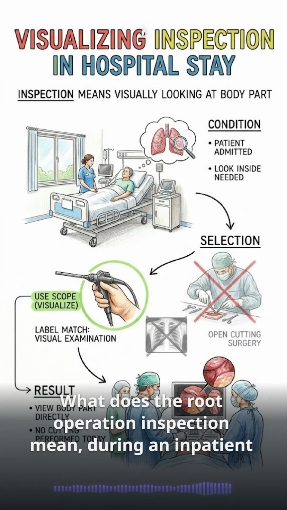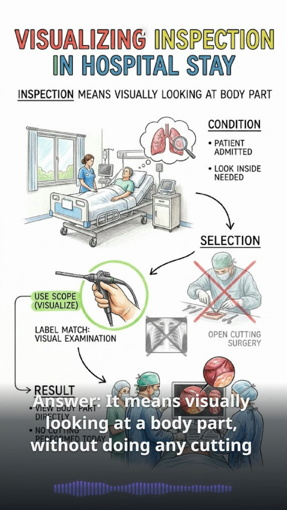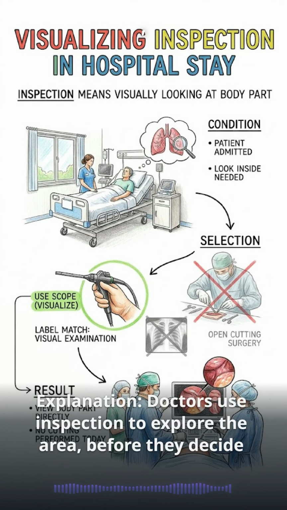92. What does the root operation inspection mean during an inpatient surgical hospital stay? It means visually looking at a body part without doing any cutting today. Doctors use inspection to explore the area before they decide what to fix.